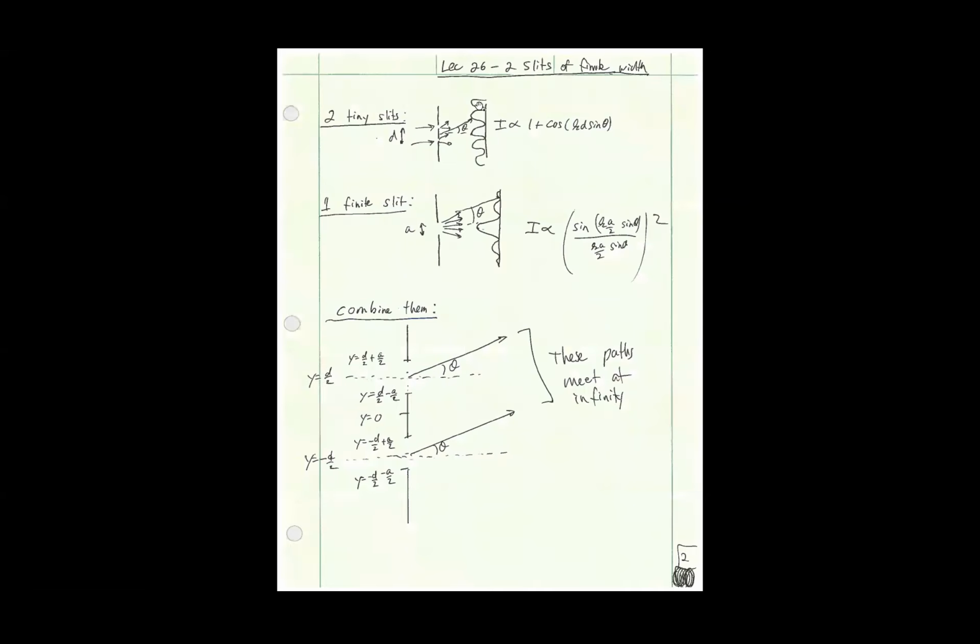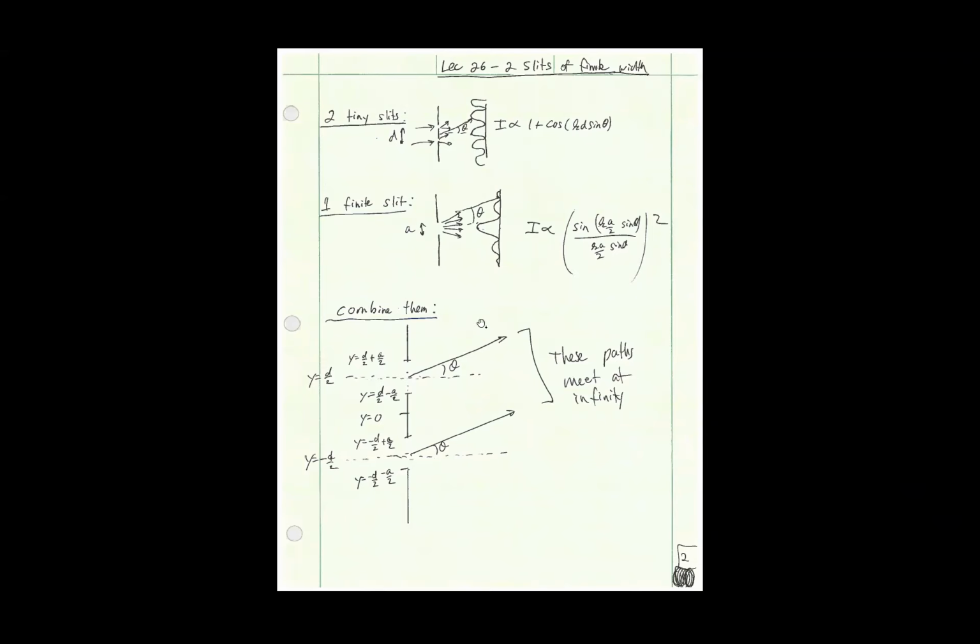All right, remember with two tiny slits, steady oscillation. With one finite slit, we got oscillation and decay. Now we're going to do two finite slits. So we're just going to add up light going on all of the different possible paths from anywhere on this slit, anywhere on that slit, to some detector far off at infinity.